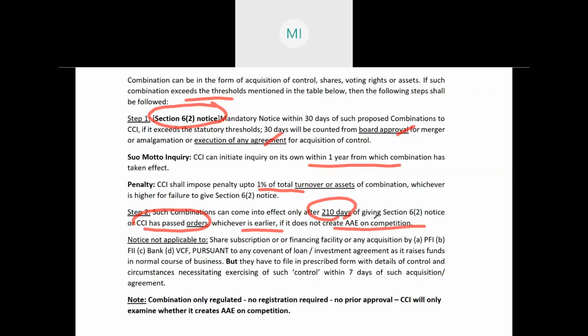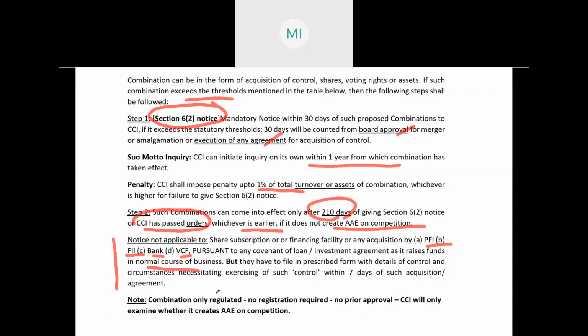Okay, this section 6.2 notice is not applicable to a public financial institution, foreign institutional investor, bank or venture capital fund which raises funds in the normal course of business. Their business itself is to raise funds. So by default, they may cross these triggers. That is the reason why they need not give this section 6.2 notice. But there is a separate reporting for them which they have to do within 7 days.